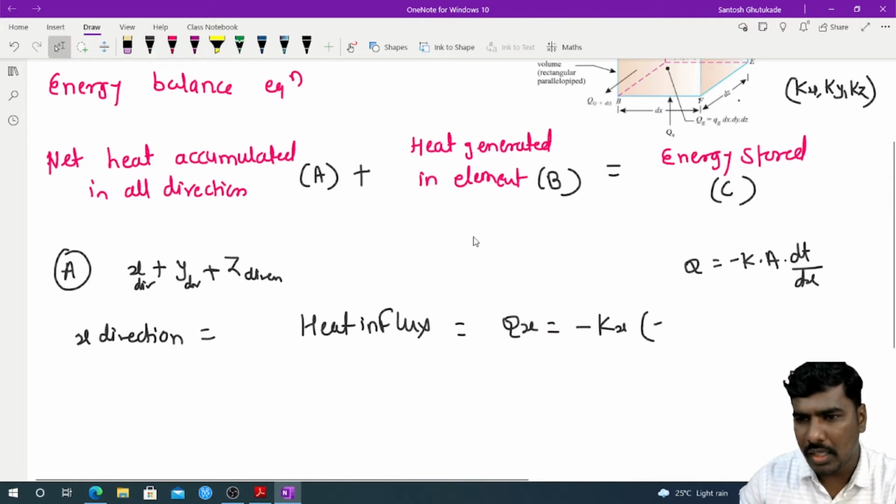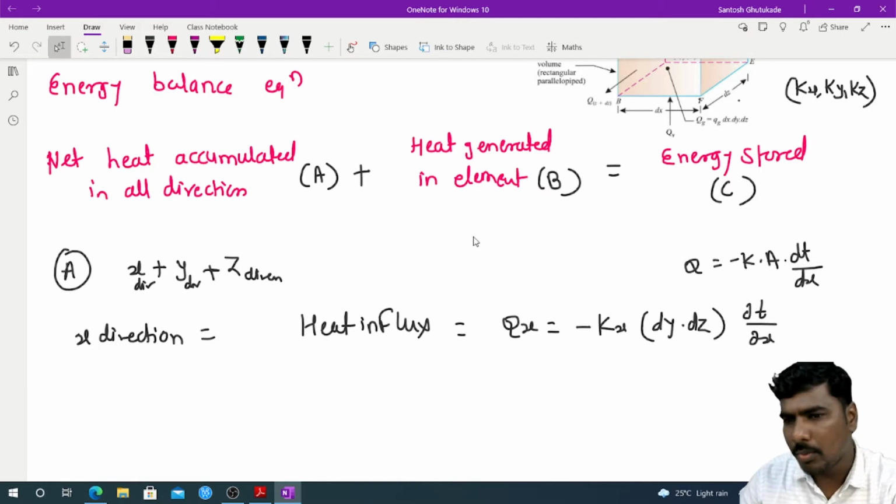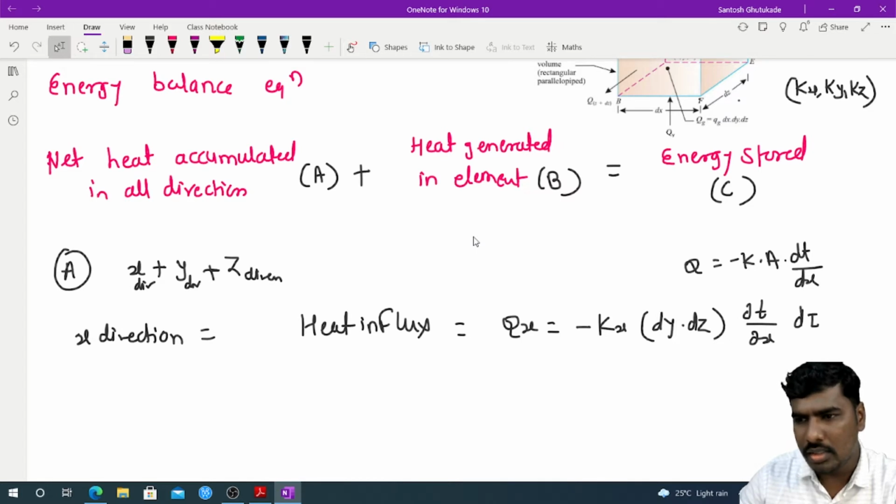So Kx dy into dz is the area, and here we are taking a partial derivative because temperature depends upon the x direction, the y direction, and the z direction. And for the time factor d tau, in some books it is taken as d tau, and in some books it is not taken because at the end it is going to cancel. So d tau is the time factor for this time interval. This is the heat influx.